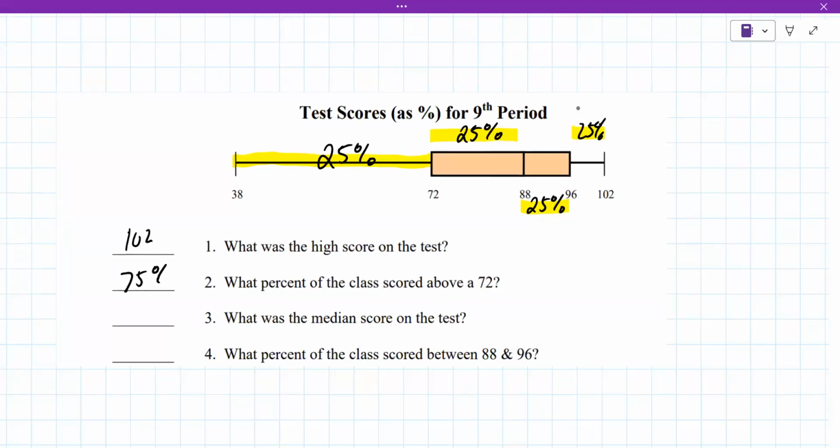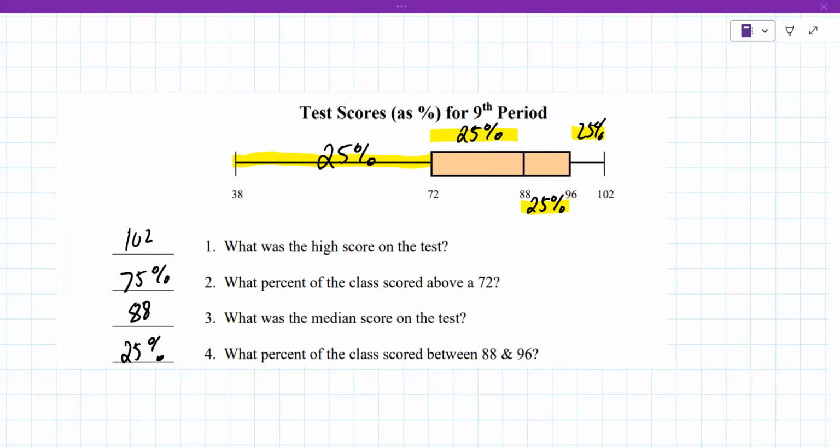75%, yeah. All right, how about the median score of the test? 72. No, I know. 88. 88, so that's the middle one. And then what percent of the class scored between 88 and 96? 25%. 25%, yeah. Okay, very good. So not too bad, something that you could do here.